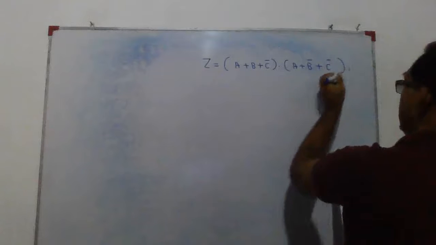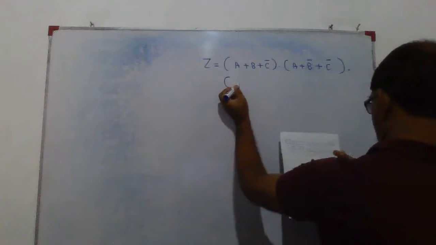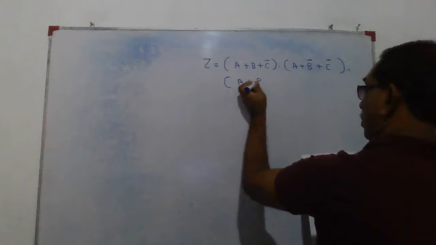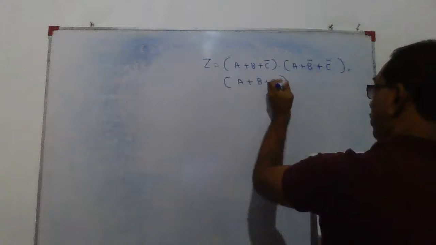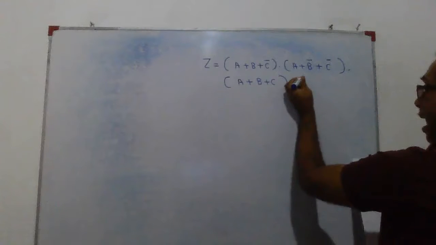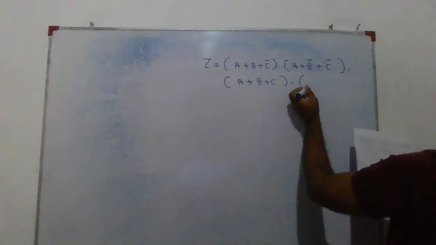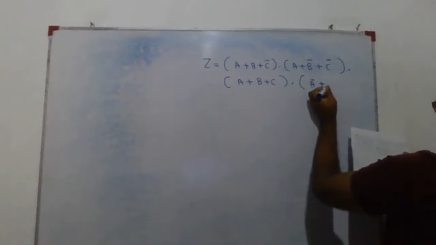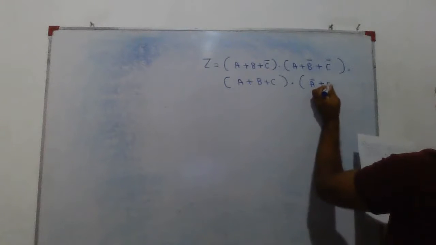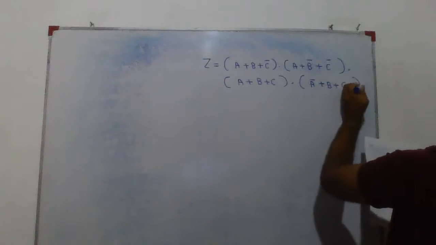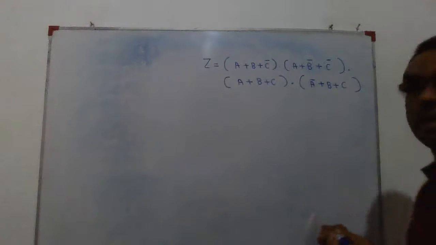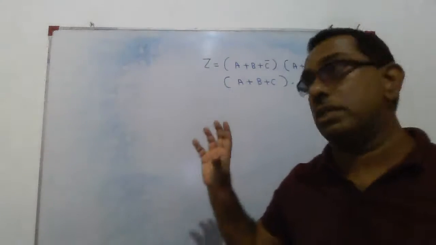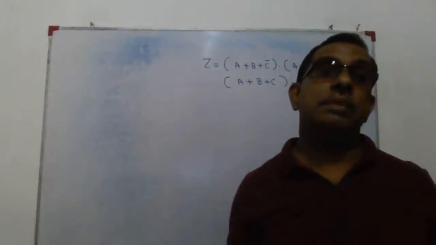and (A OR B OR C) and (A bar OR B OR C). This is the given expression. In the teacher's guide, we haven't seen such expressions for simplifications.